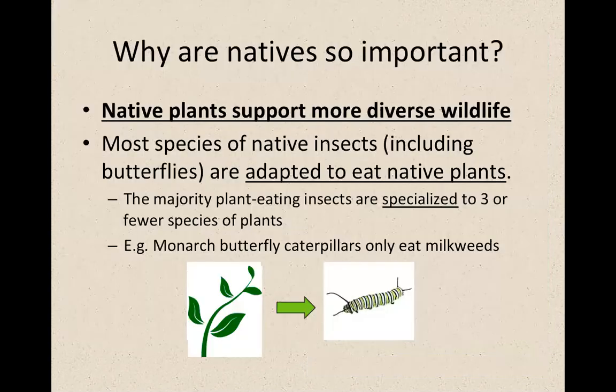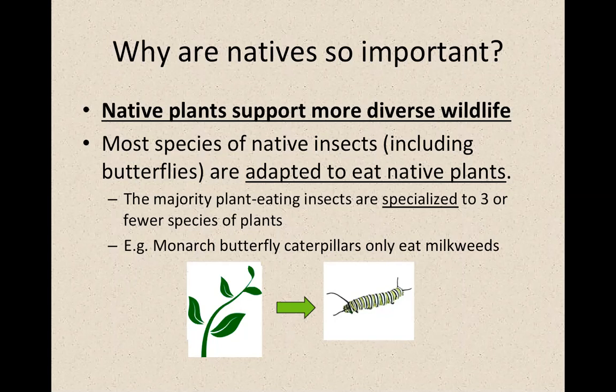As to why native species are so important, it's one thing to say, well, invasives are here. What can we really do about it? Maybe we should just adjust to them being here. Well, there's a lot of reason to actually protect our native plants. Number one, native plants support a more diverse wildlife. I mean, most of our native species of insects, including butterflies, are adapted to eating native plants. The majority of plant-eating insects and pollinators are specialized to three or fewer species of plants.